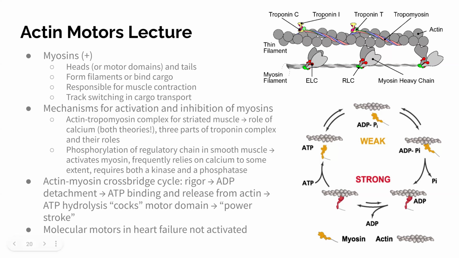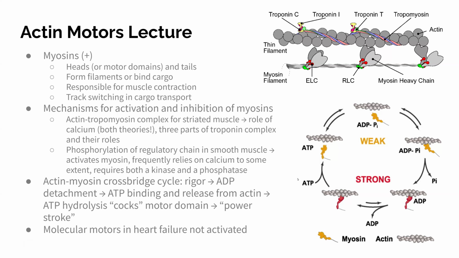The phosphorylation of the regulatory chain in smooth muscle leads to activation of myosin, and it relies on calcium to some extent. That's why when you're depleted of calcium, it totally stops working. And it requires both a kinase and a phosphatase, because you're both removing and adding a phosphate group.